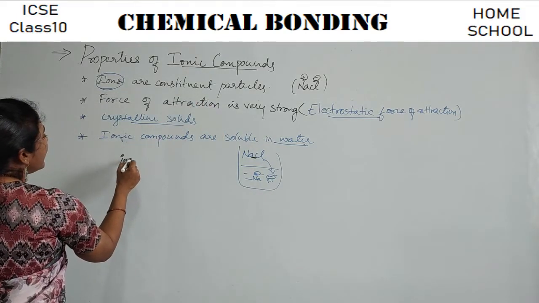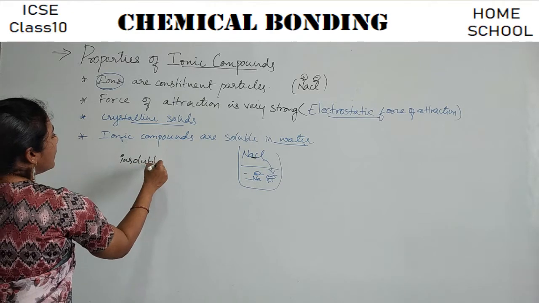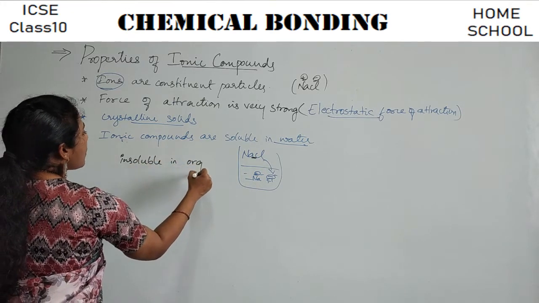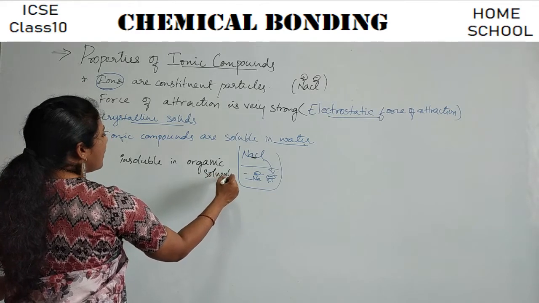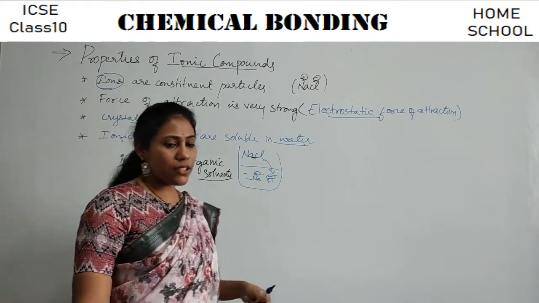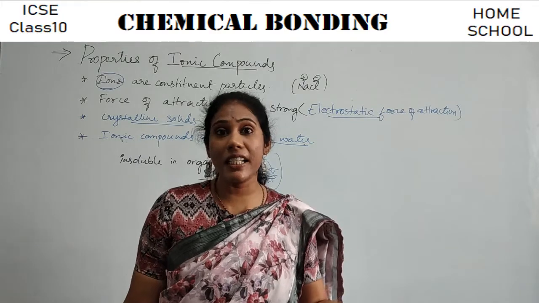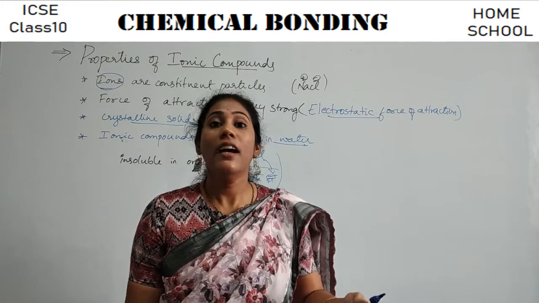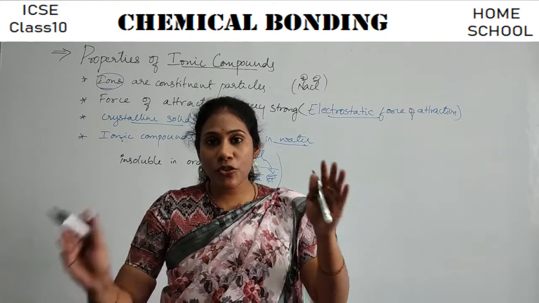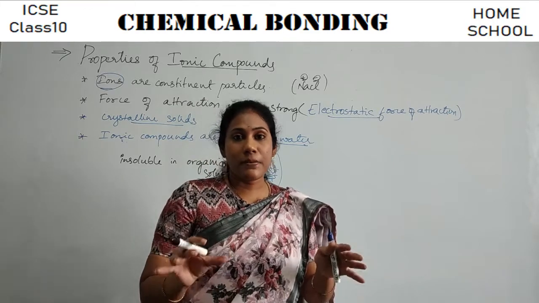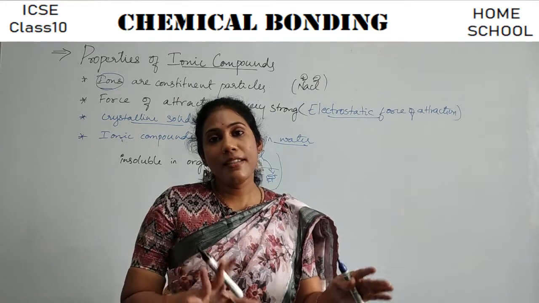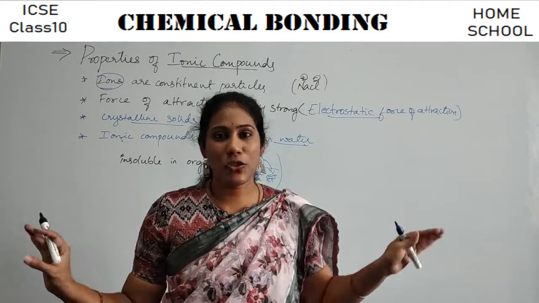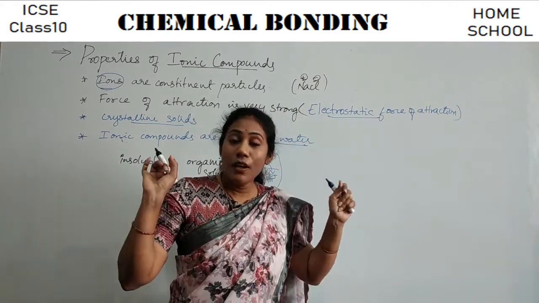They are insoluble in organic solvents. You know what we mean by organic solvents, right? Organic, in the sense, carbon containing substances. Substances with carbon and hydrogen are called organic. In such substances, ionic compounds are not soluble. They are soluble only in water.